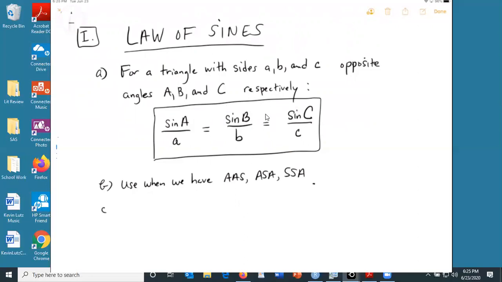So let's write that down. So for part A, we pick the two ratios that have the most information in the triangle.